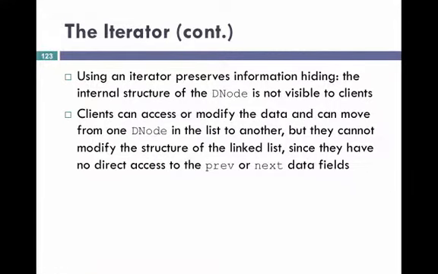Now, using an iterator preserves information hiding because the internal structure of the dnode isn't visible to clients. So they can't manipulate the list other than with the public functions. Clients can access or modify the data, and they can move from one dnode in the list to the next. They can't modify the structure since they don't have direct access to the previous or next data fields.